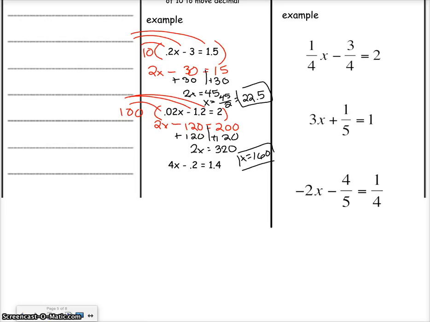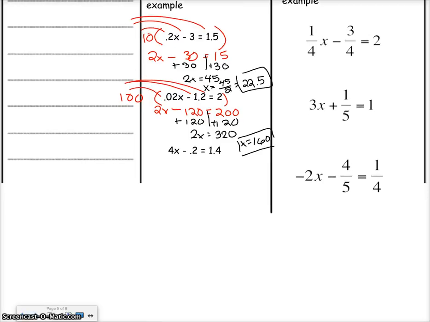All right, and the next one, 4x minus 0.2 equals 1.4. How many spots do I need to move to get rid of the decimal? One spot. So what do I multiply by? 10. So I'm going to multiply everything through by 10. 1, 2, 3 things inside. And then I get 40x minus 2 equals 14. Because the 10 is just moving the decimal one spot.